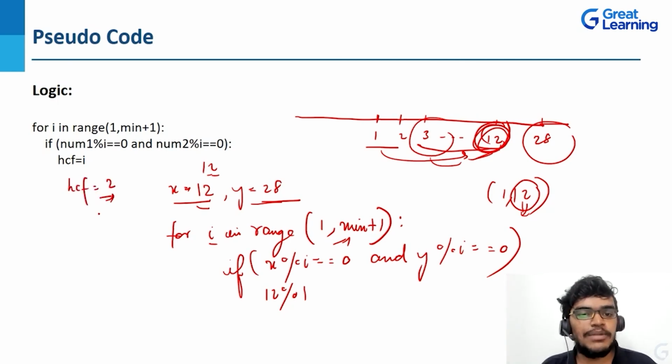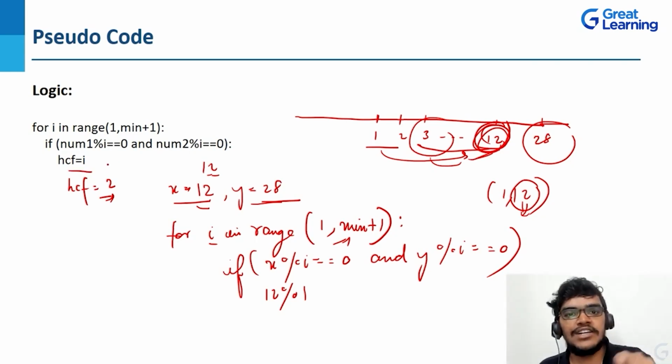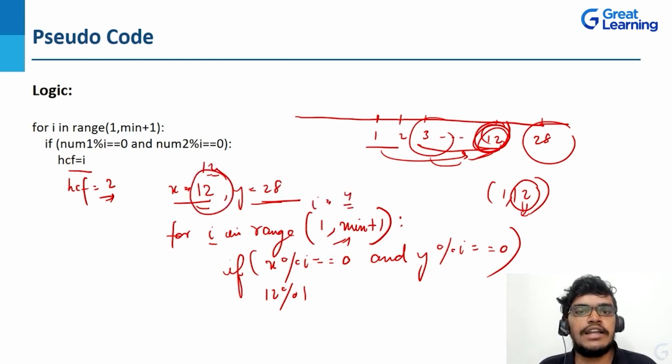Now you might have a question, but we have to find the highest common factor, right? As we know that this is a loop, so this GCF value will be updated once the iteration continues. How? Here, if you see, i value will be 4. So we know that 12 is divisible by 4 as well as 28 is also divisible by 4. So this will be the GCF, and we know that the highest common factor for 12 and 28 will be 4. So this is the basic logic for the GCF of two numbers.